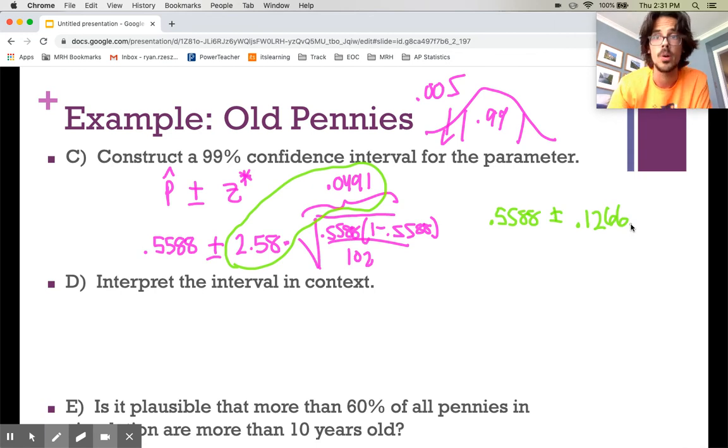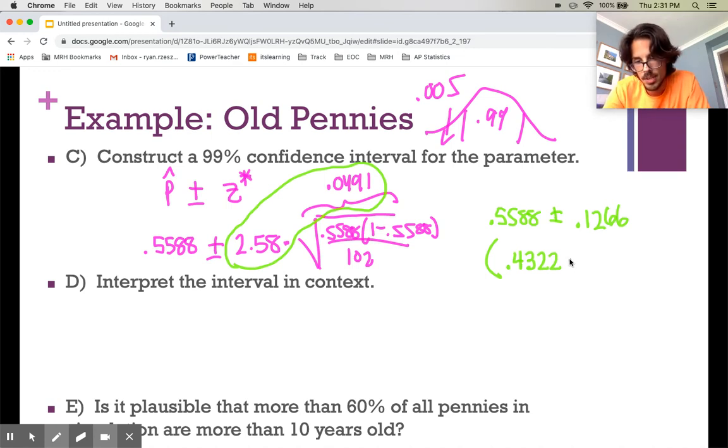Not great for a study. Usually, like I said, when you do a survey, 3 or 4% is what you're looking for. But we pulled 102 pennies, which isn't that much, so we have a higher margin of error as a result. Then all I'm going to do is add and subtract that 0.1266. I'm just doing plus or minus. Easy math there. My low end is 0.4322. That was from doing a minus. And then my high end, if I go back and add that, is 0.6854.